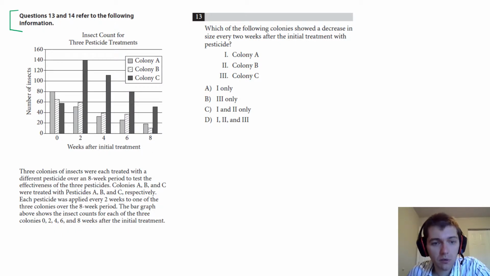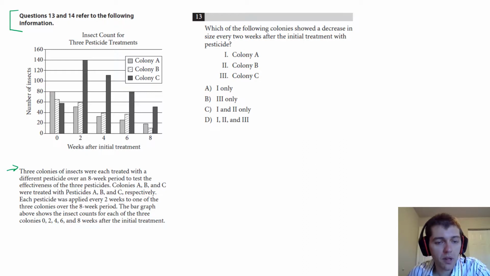And the weeks after they were treated with this pesticide. If you read the text, 3 colonies, which represent each of the bars, were treated with different pesticides for an 8-week period to test the effectiveness of 3 pesticides. Colonies A, B, and C were treated with pesticides A, B, and C. So the letter represents both the colony and the pesticide.